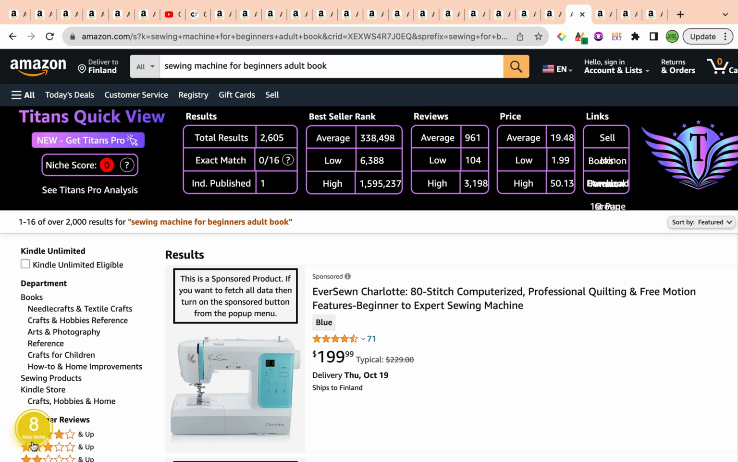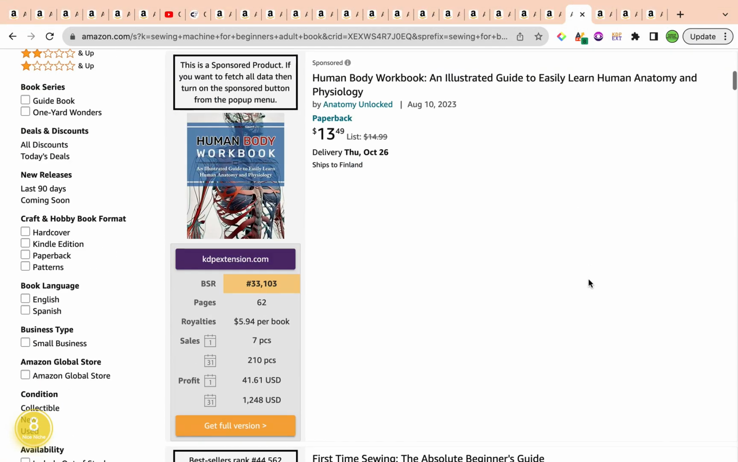And number 8 is quite good, because number 9 is the highest on the scale when it comes to Amazon Scout Pro. So I'm going to go ahead, I'm going to ignore the lack of keyword niche score by Titans and stick with the number 8 here. So that was the third keyword.